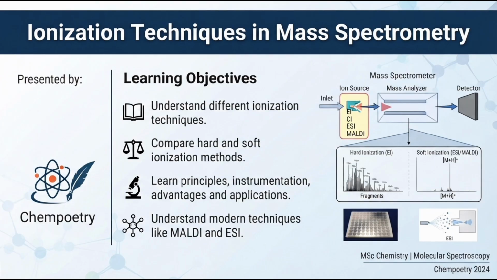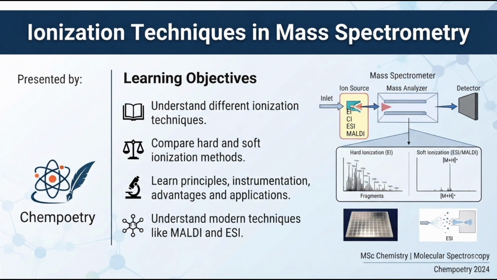A mass spectrometer does not directly analyze neutral molecules. The molecules have to be converted into ions because the mass analyzer separates ions according to their mass to charge ratio or M/Z. So the basic journey is sample, then ionization, then mass analyzer, detector, mass spectrum. Today we will mainly focus on field ionization or FI, which is an important soft ionization technique.